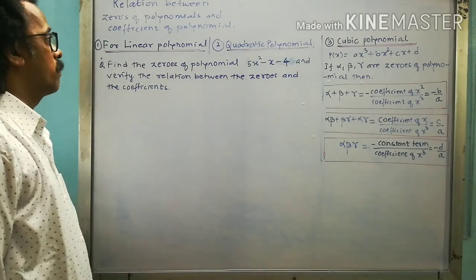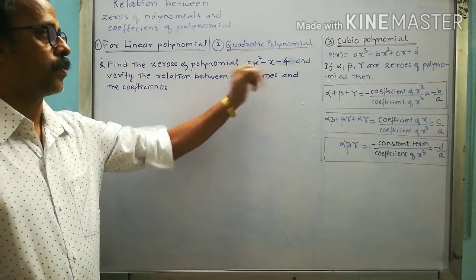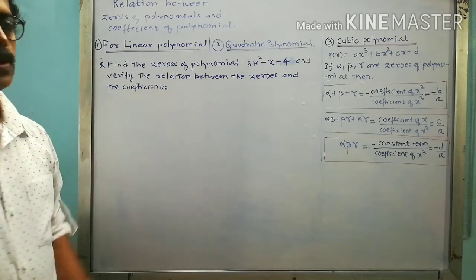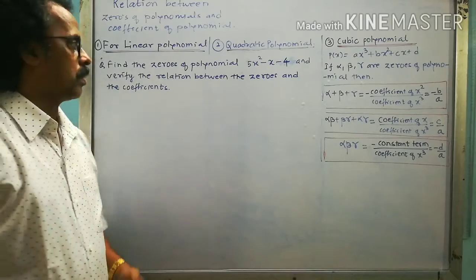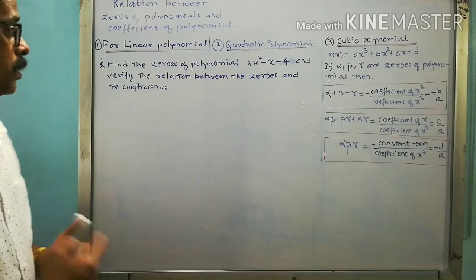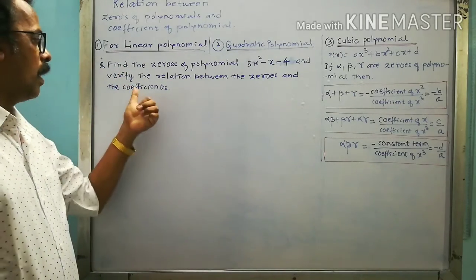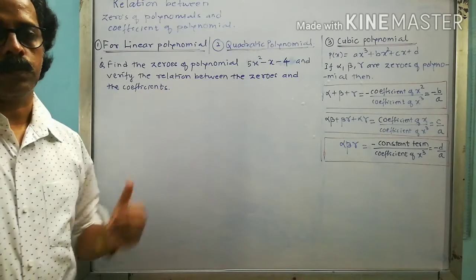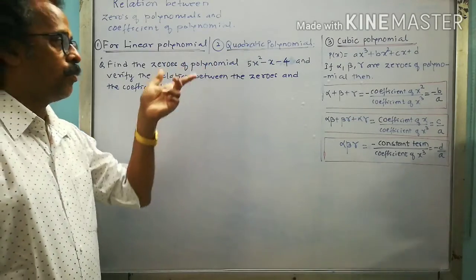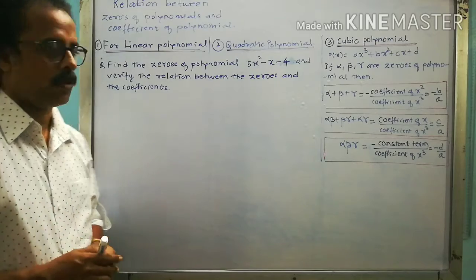Okay, now the question is given to you here. Find the zeros of the polynomial 5x square minus x minus 4 and verify the relationship between the zeros and the coefficients. Okay, now we can break down the question. They could ask you to find the zeros of the polynomial. This is the first kind of question. Second, they say verify the relationship between the zeros of the polynomial and the coefficients. So there are a total of three parts to the question. First, find the zeros, find the coefficients, and write down the relationship between them. So that is the kind of question they are asking.